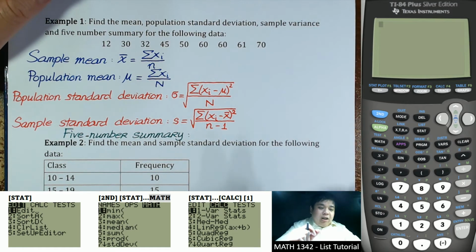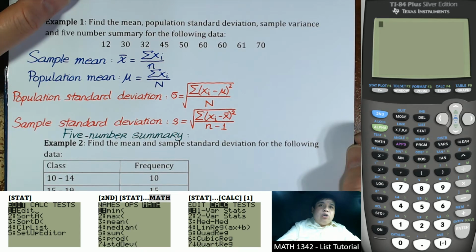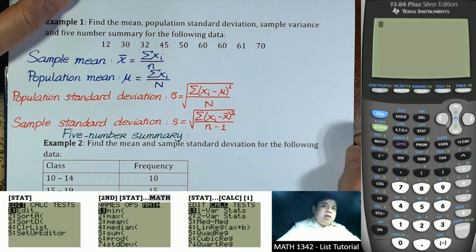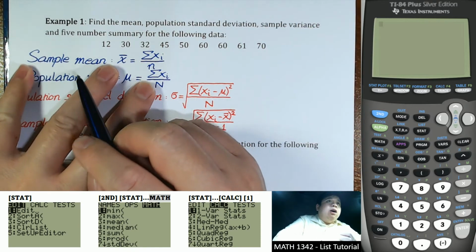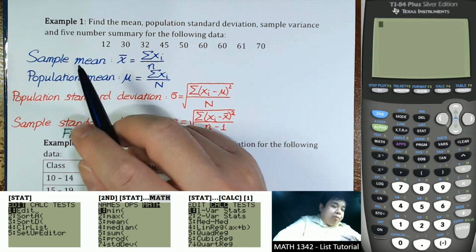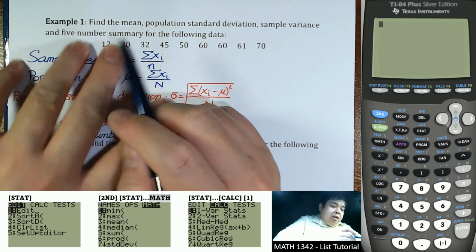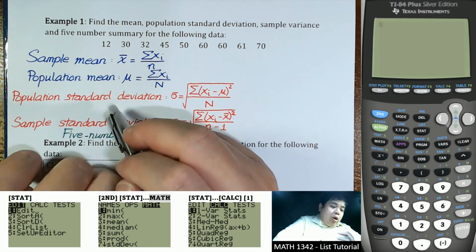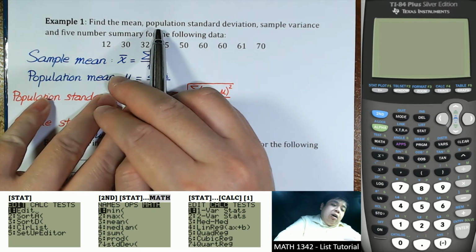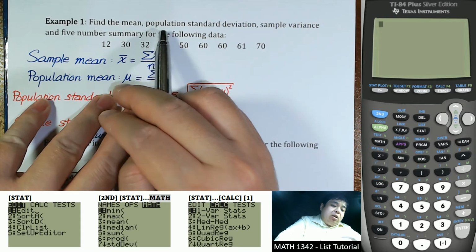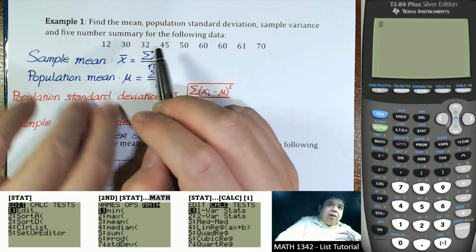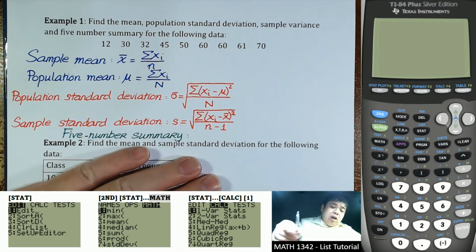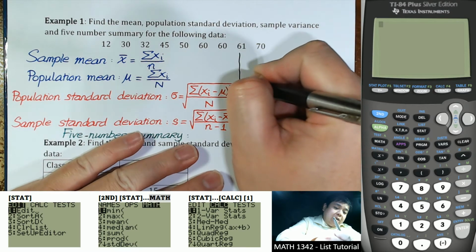Hi everybody, welcome to a calculator tutorial in statistics, working with lists. Let's look at this example. Find the sample mean, the population mean, the population standard deviation, sample variance, and the five-number summary for this data. For this video, we will use the calculator.